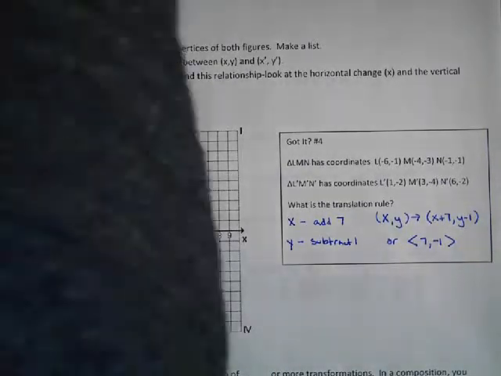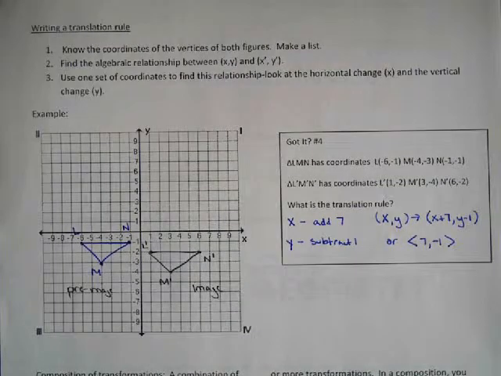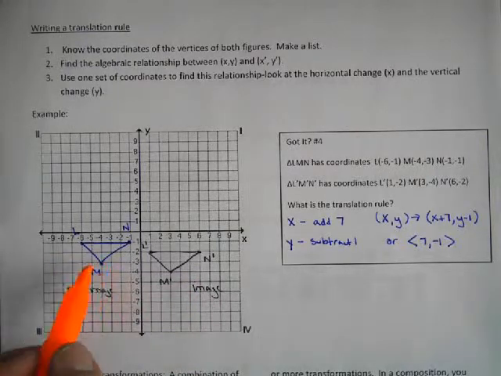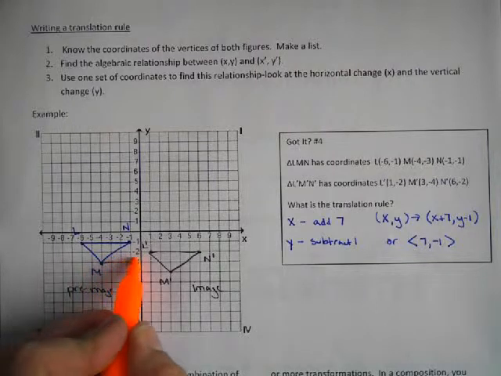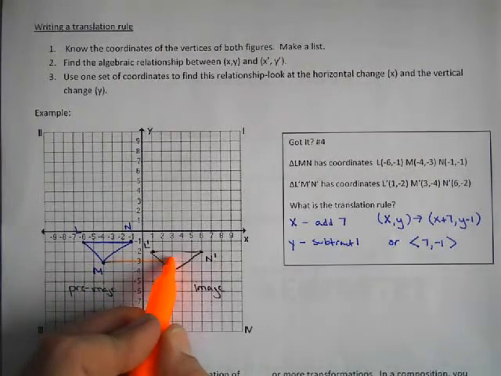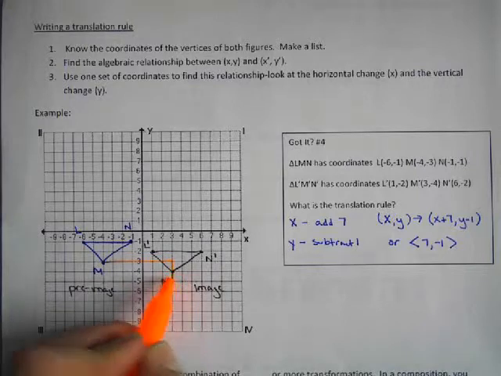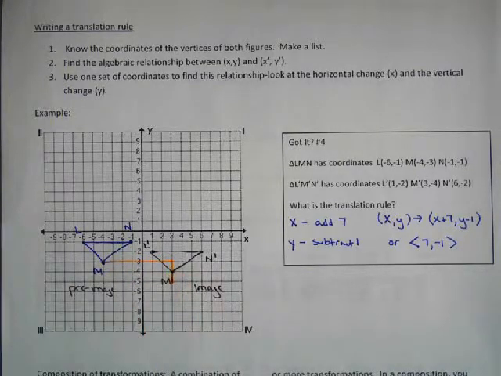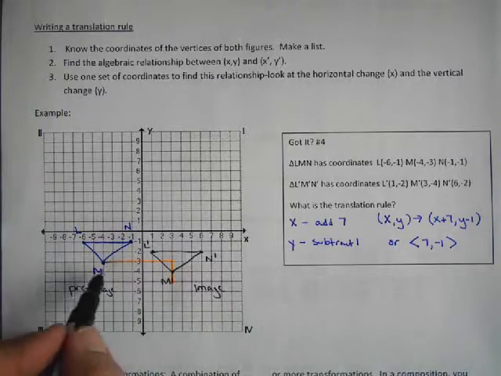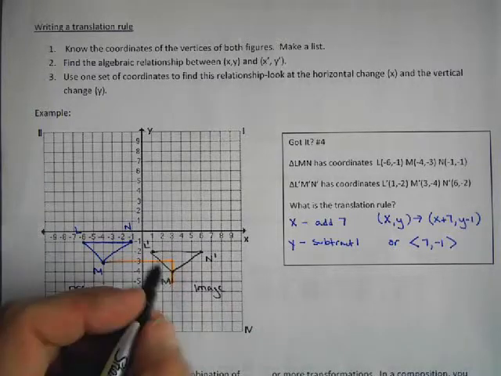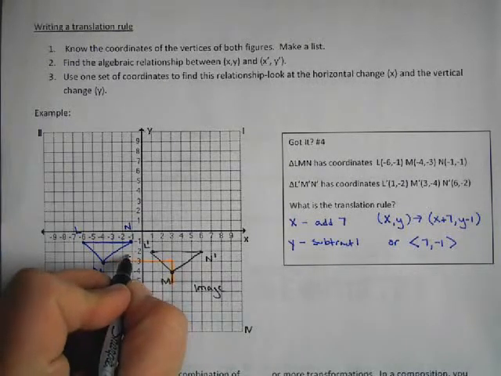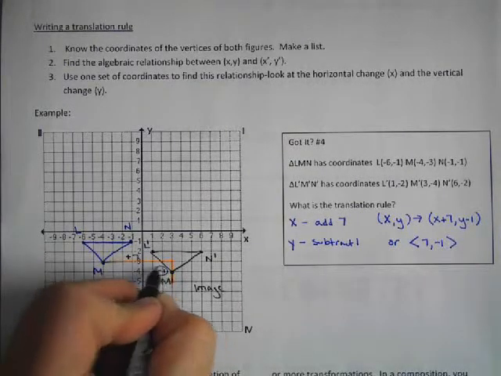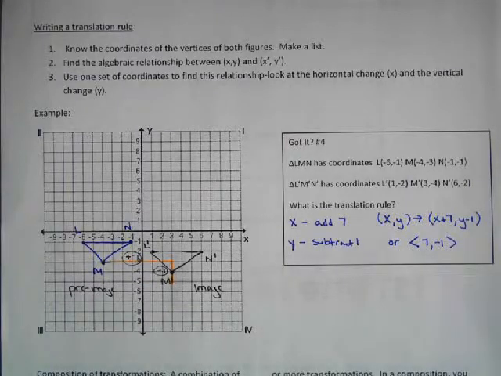And if you look at our points, we can maybe take point M, because that one's pretty easy to do. So we can just double check. So we went over 1, 2, 3, 4, 5, 6, 7, and down 1. So our original M is down 1. So add 7, subtract 1. And we've done that correctly.